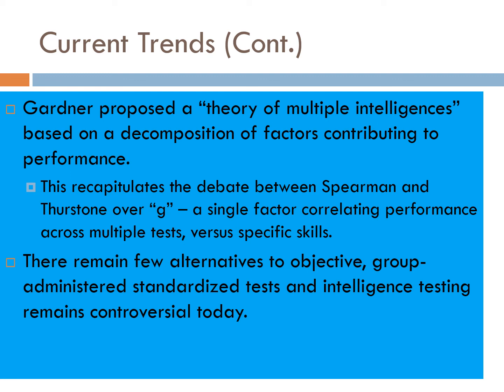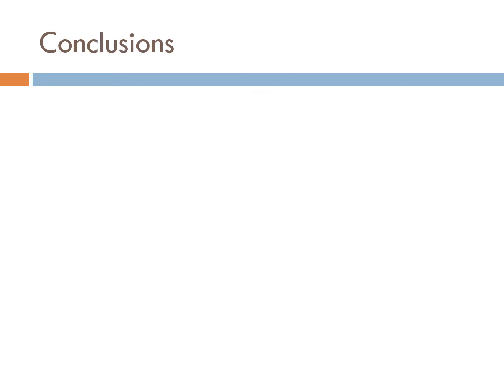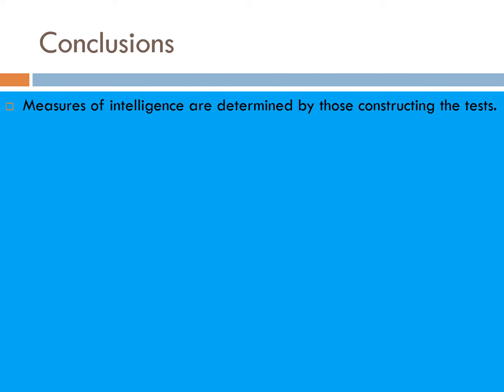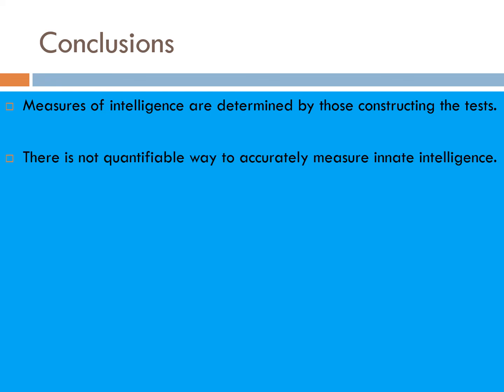This recapitulates the debate between Spearman and Thurstone over g, a single factor correlating performance across multiple tests, versus specific skills, right? So there remain few alternatives to objective, group-administered standardized testing, and intelligence testing remains a controversial topic today. So to conclude our notions of measuring intelligence: measures of intelligence are determined by those constructing the tests, whether you're looking at specific skills or general factors, or whether you're trying to look at a mental age versus an actual age. There is no quantifiable way to accurately measure this notion of innate intelligence.